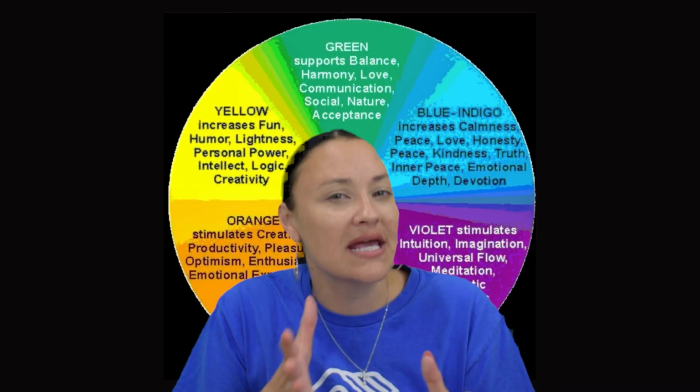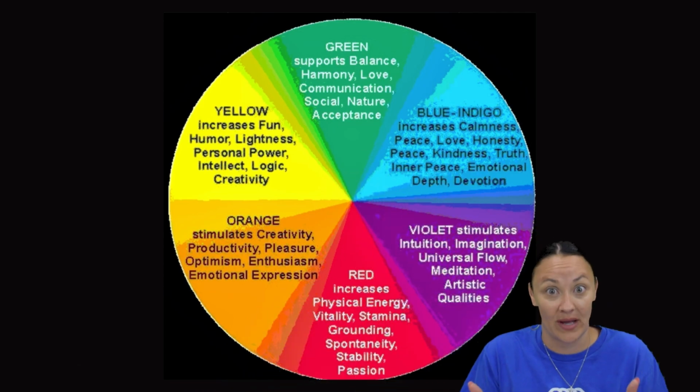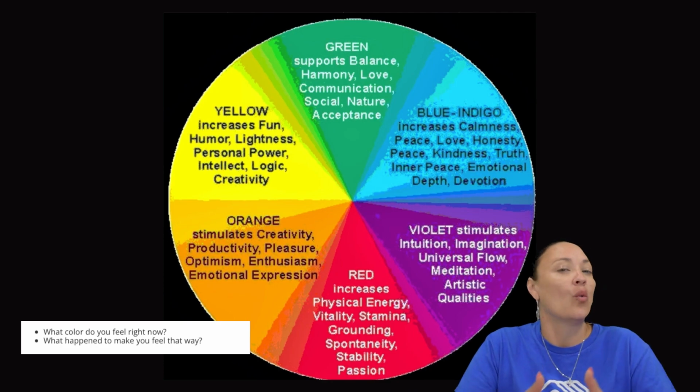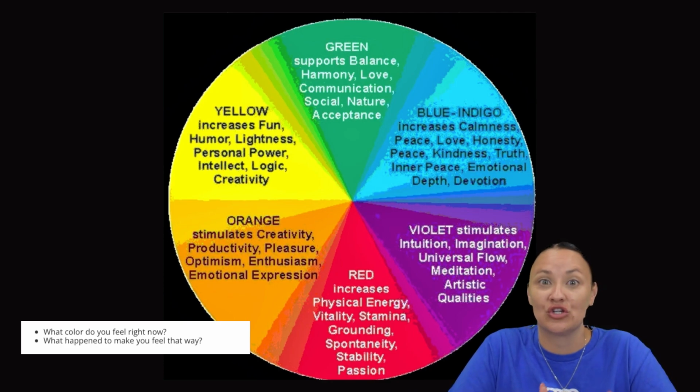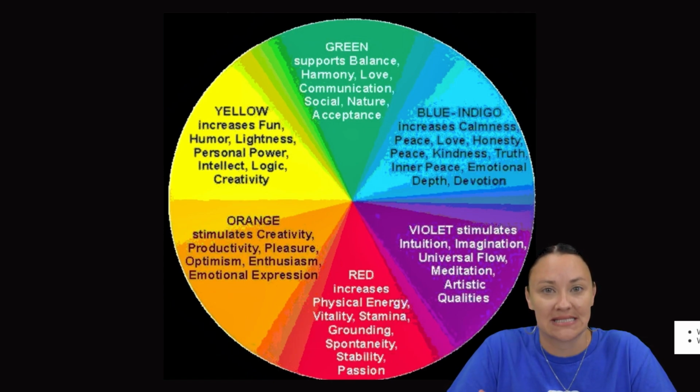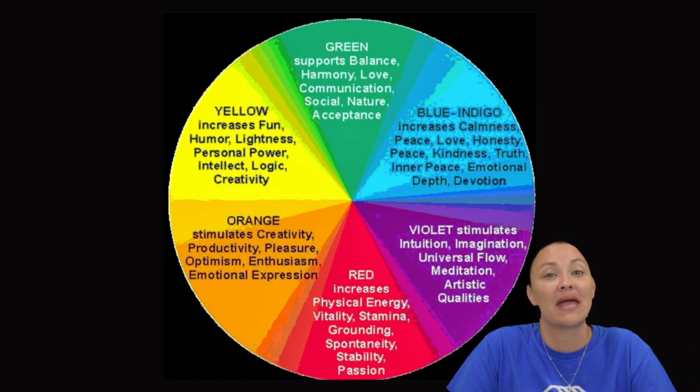Now, once you're looking at this chart, I want you to take a few minutes, look over this chart, and I want you to think about your mood right now, okay? So right now, how do you feel? And then I want you to answer the following questions. What color do you feel like relates to your mood right now, okay? So think about how you're feeling, what color relates to that, and then what happened to make you feel that way today.